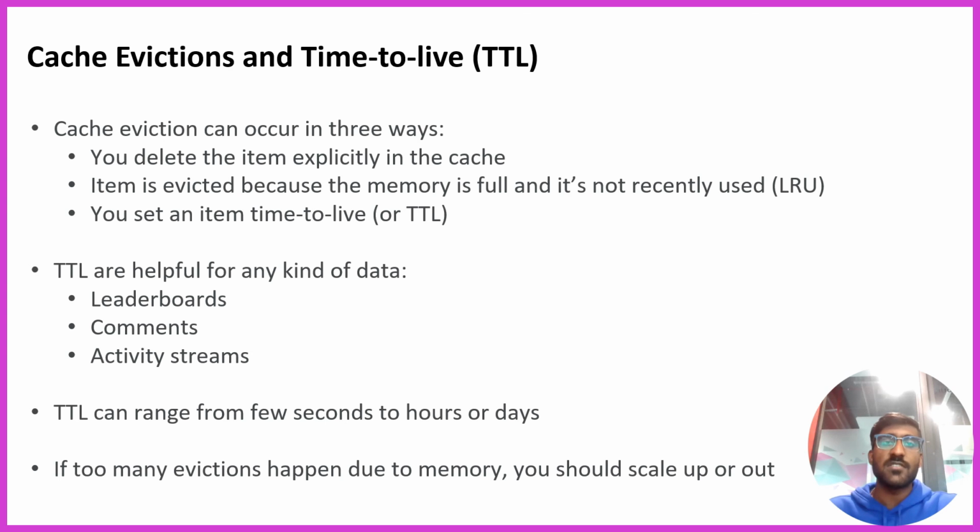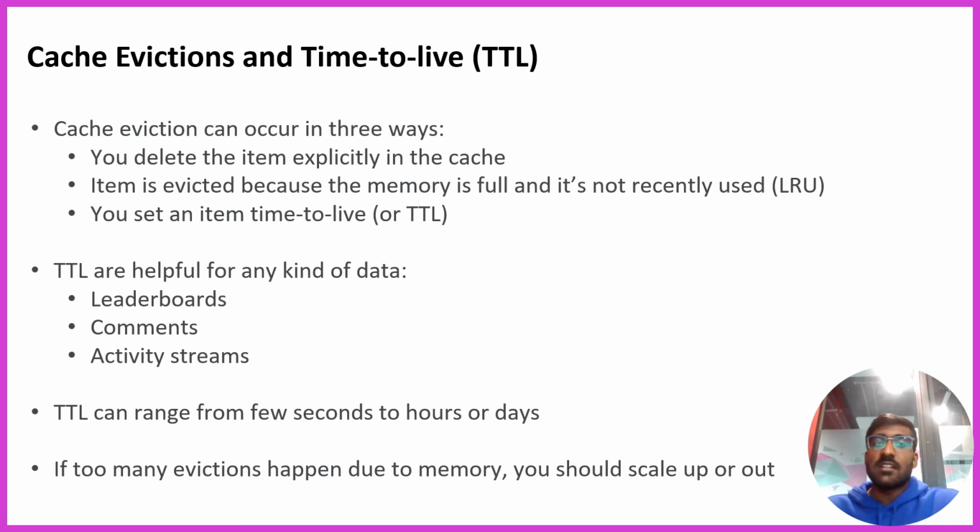Then there is cache eviction and time to live, or TTL. Your cache has limited size, so there can be something called cache eviction to remove data out of your cache. For example, it can happen if you delete an item explicitly from the cache, or if the memory of the cache is full and your item has not been used recently and therefore is going to be evicted. This is called LRU, for least recently used. Or we set an item's time to live, or TTL, which is saying, hey, you can live for only 5 minutes, and in 5 minutes I want to evict you from the cache.